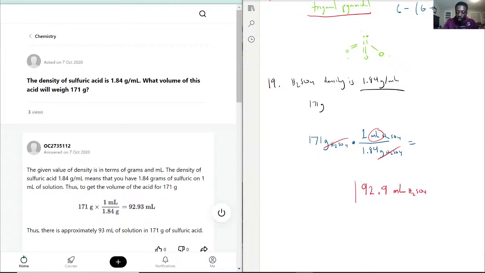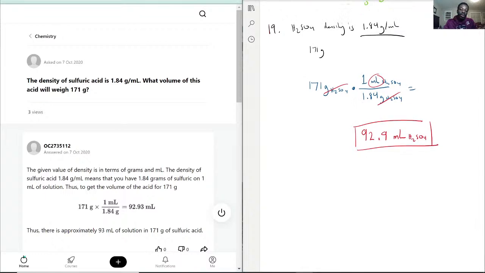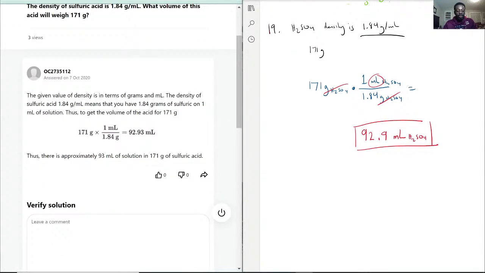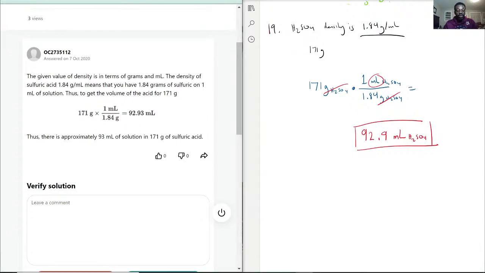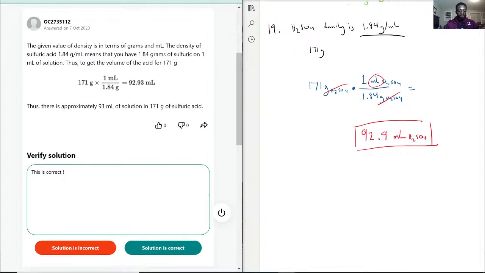H2SO4, aka sulfuric acid. That's really all you have to do for this question, because it's just a conversion question. They're giving you what you start with and they give you a conversion. The trick here really is to make sure that you put in the right things in the numerator and denominator. So with that being said, 92.93. I'll still give this correctly. They do round to 93 mils. So that's really all there is to that question.